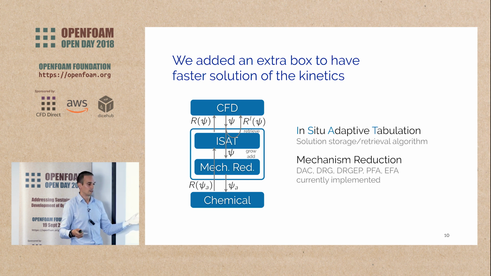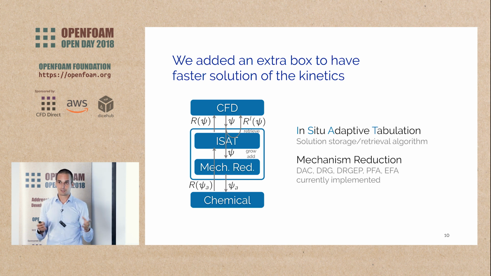You will still pay quite an overhead to solve your set of ODE. And then you go back. Before going to the CFD box, you store your information. That was still costly. And then you go there. Right? So the tabulation algorithm that is used now is ISAT. It's a very well-known tabulation algorithm. It can be extended to other things. We'll come back to that in a second.